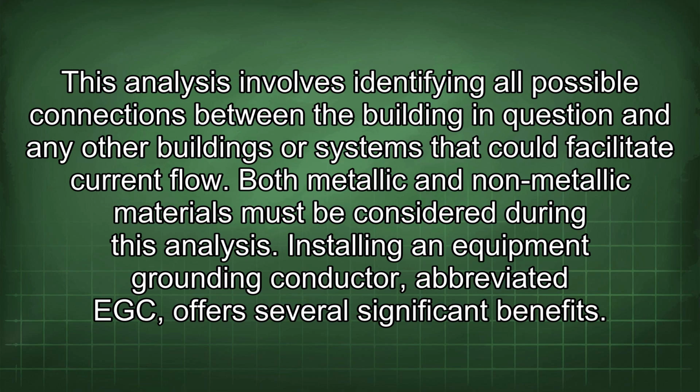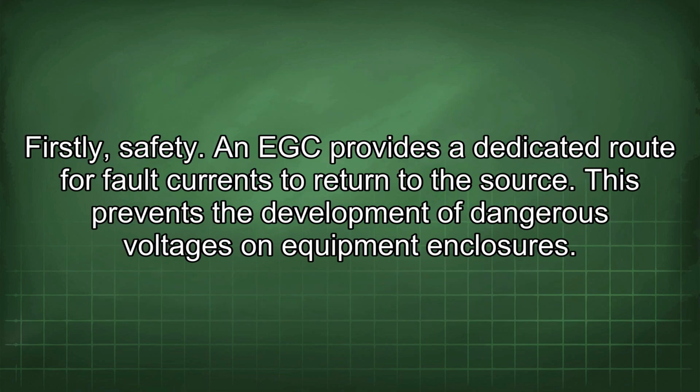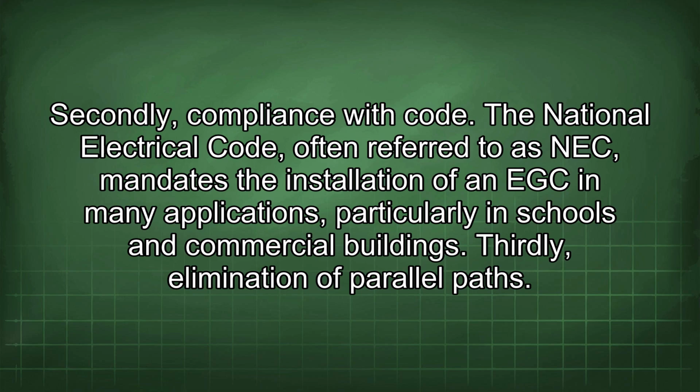Installing an equipment grounding conductor, abbreviated EGC, offers several significant benefits. Firstly, safety. An EGC provides a dedicated route for fault currents to return to the source. This prevents the development of dangerous voltages on equipment enclosures. Secondly, compliance with code. The National Electrical Code, often referred to as NEC, mandates the installation of an EGC in many applications, particularly in schools and commercial buildings.